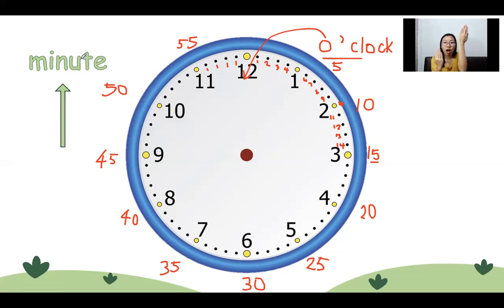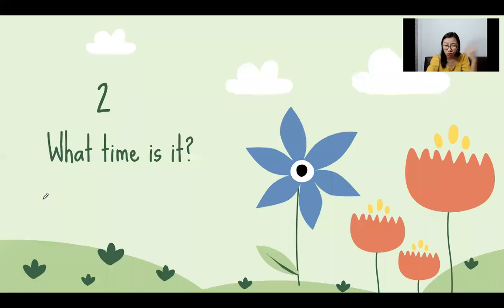Shorthand, hour. How do we say the hour? 1, 2, 3, 4, 5, 6, 7, 8, 9, 10, 11, 12. What about the minute? We say 5, 10, 15, 20, 25, 30, 35, 40, 45, 50, 55. If it points at a number, fine, but if it points in between, at a dot, then that's a different hour.